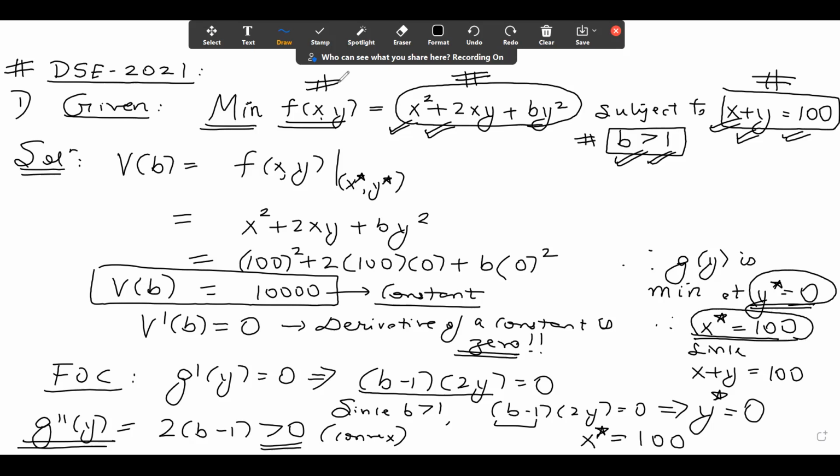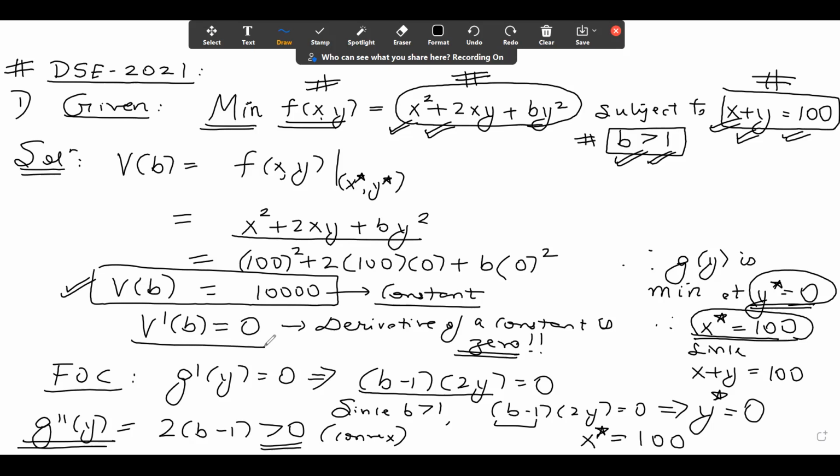Now at these optimum values, we had also found out the function v of b. It was coming out as 10,000, because when I put x star and y star in this, I get 10,000. If I differentiate, what do I get? I simply get the answer as 0. That means my v dash b is simply coming out as 0.